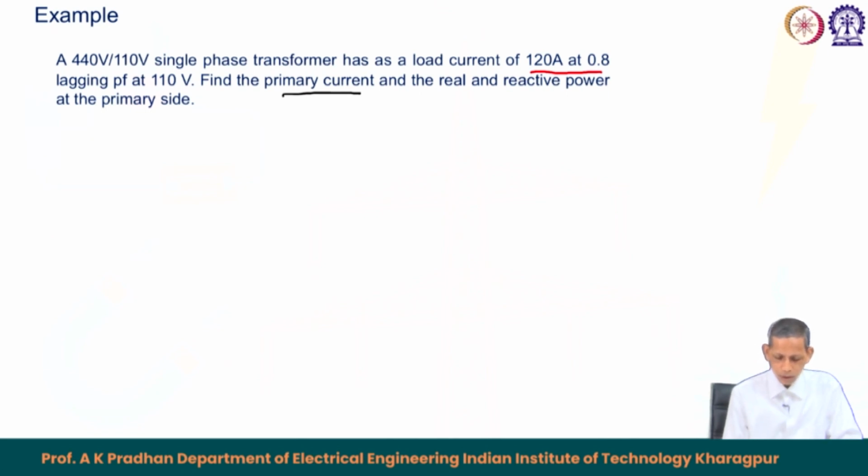As per the statement in this problem, 440 volt corresponds to your V1 and 110 volt corresponds to your V2, and the corresponding load current I2 phasor equals 120 ampere, and this is a lagging current. So this is minus cos inverse 0.8.